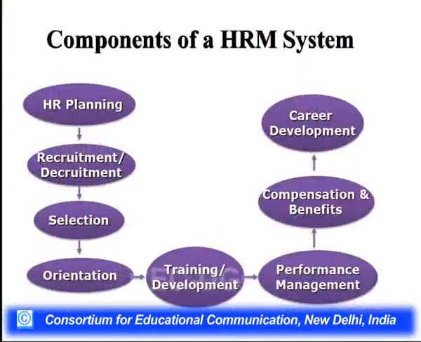Then there are certain components of the HRM system which are taken care of in sequence. Initially it is HR planning, then subsequently we have recruitment and selection, which is basically part of the staffing process. Then we have orientation. Once the new employee is hired, orientation is required to give an overview of the organization. Then we have the training and development part, where the skills of the newly hired employee can be sharpened and enhanced, and if further required, some new knowledge can be embedded.